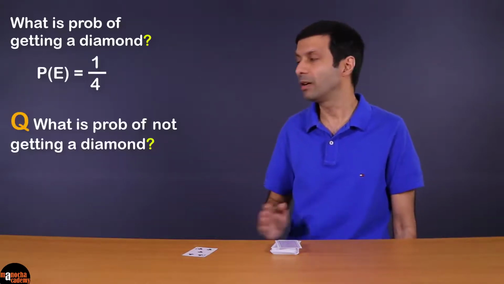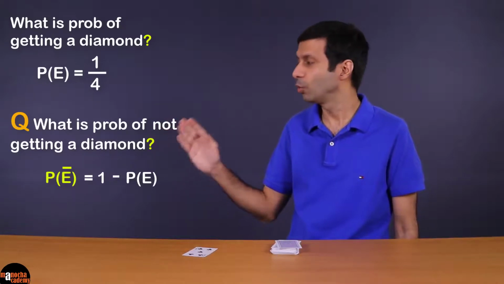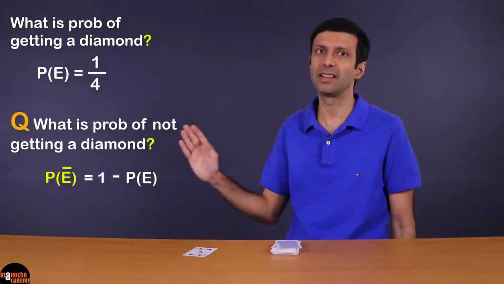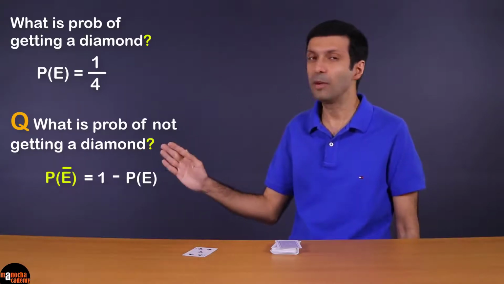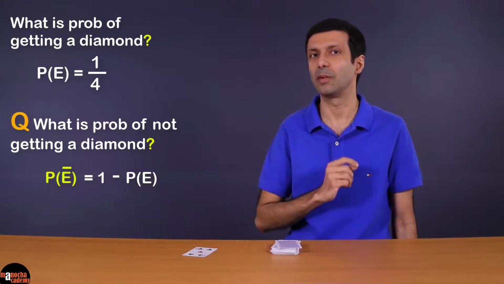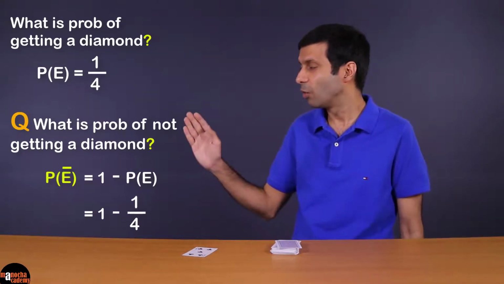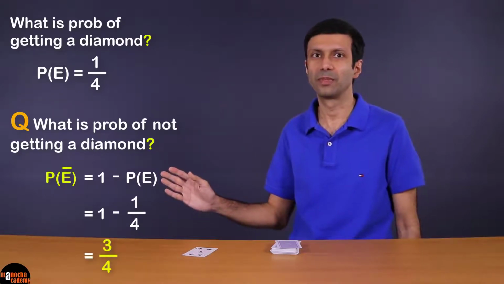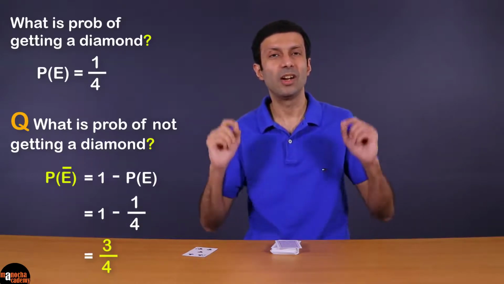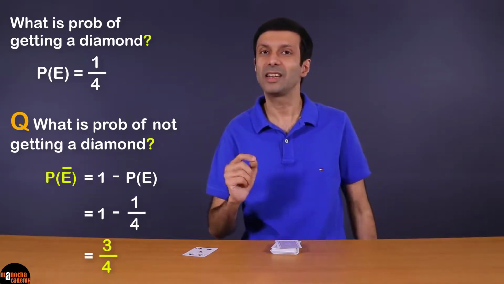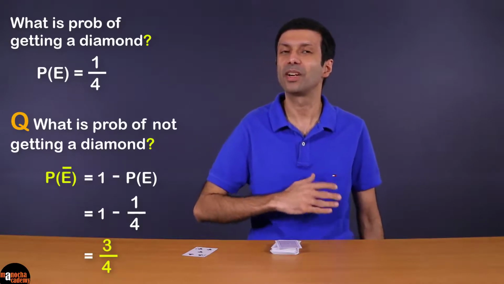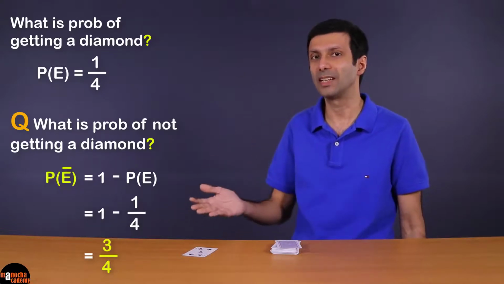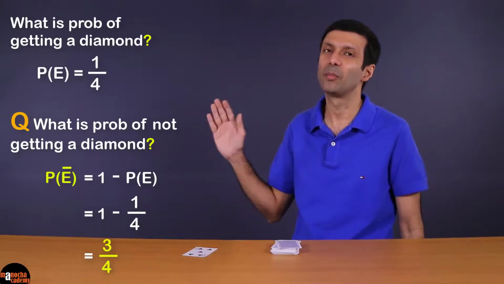Now let's use the formula: probability of E bar equals 1 minus probability of E. So the probability of not getting a diamond card is equal to 1 minus the probability of getting a diamond card. That's going to be 1 minus 1 by 4, which is equal to 3 by 4. So the trick is to find the probability of the simpler event. In our case, it was finding the probability of getting a diamond card. Then you can easily find the probability of not getting a diamond card using 1 minus probability of the event.